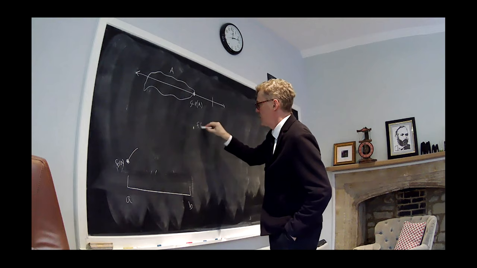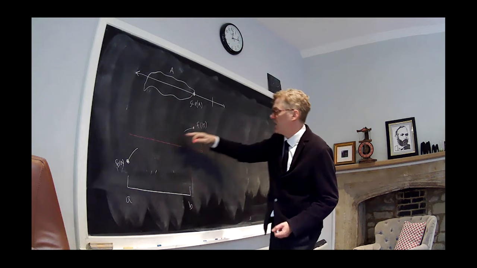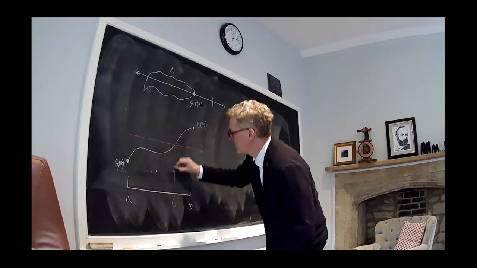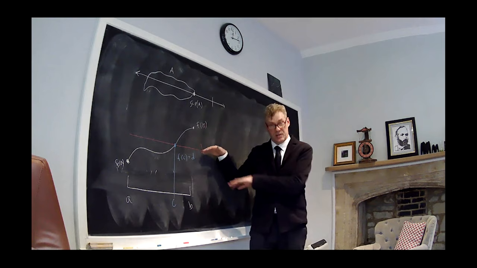Then for any value d in between f of A and f of B, the theorem says that there must be a point C where f of C is equal to d. That's the intermediate value theorem. So every intermediate value is realized for a continuous function.